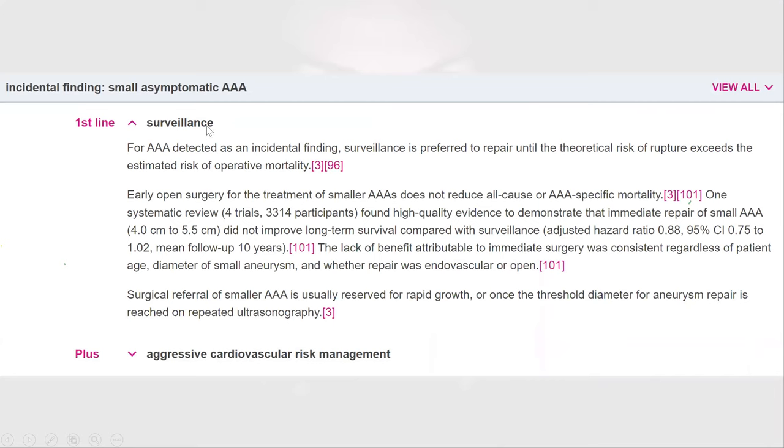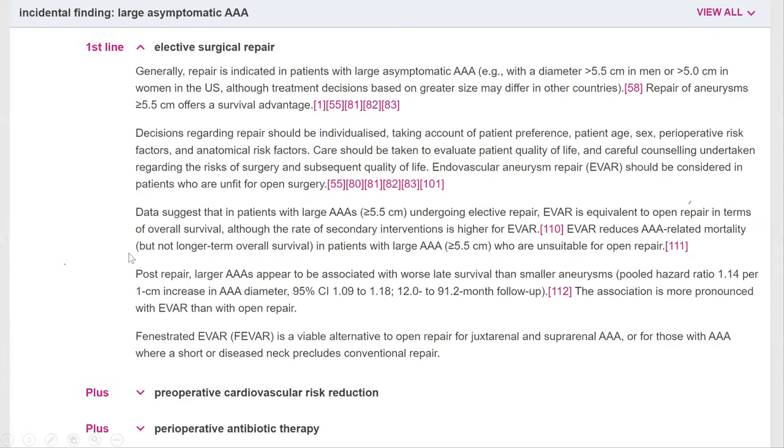Incidental finding: if you find this AAA while you are doing a CT for another reason, this is called an incidental finding. As we told you, for AAA detected as an incidental finding, you should go with surveillance, meaning screening. For an incidental finding more than 5.5 centimeters, repair is generally indicated in patients with large AAA diameter more than 5.5 centimeters in men or 5 centimeters in women.